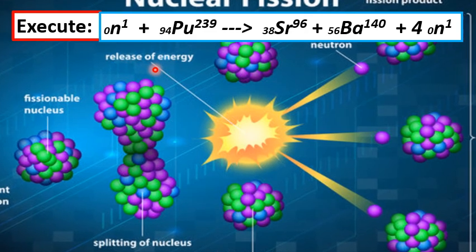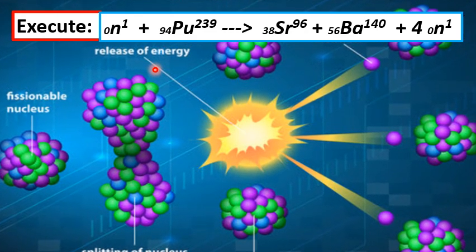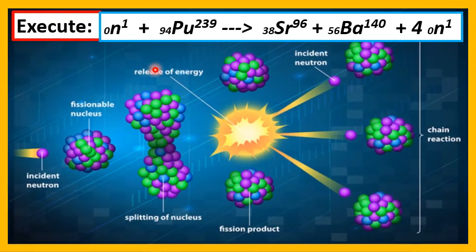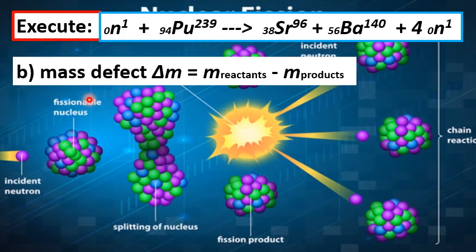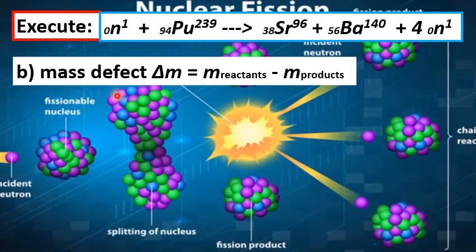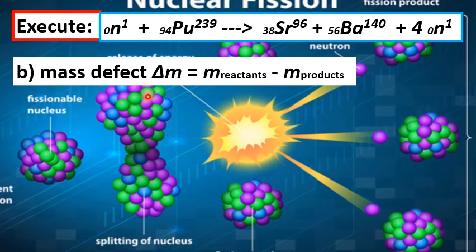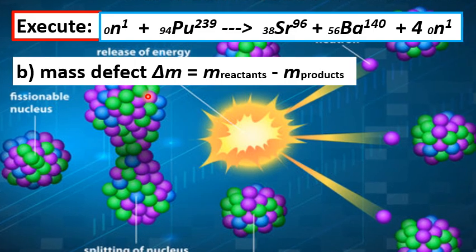For question letter B, what energy is released by this fission reaction? We first find the mass defect, also known as the mass deficit, denoted by delta M. This is just the total atomic masses of the reactants minus the total atomic masses of the individual products.